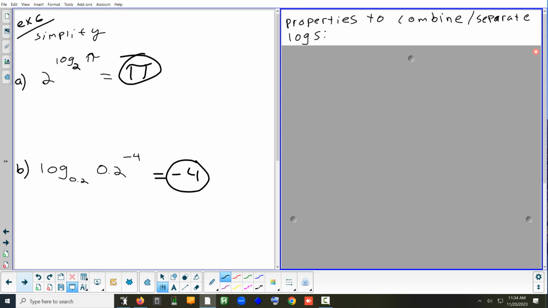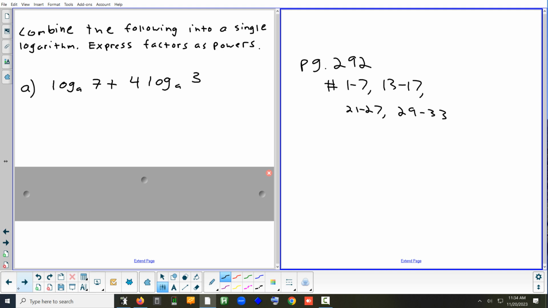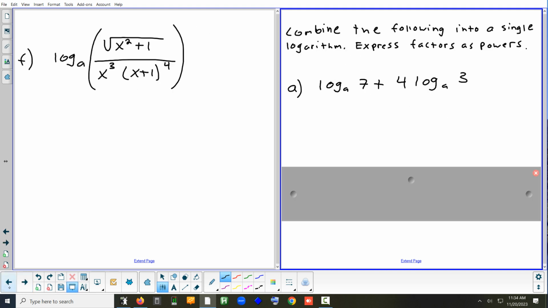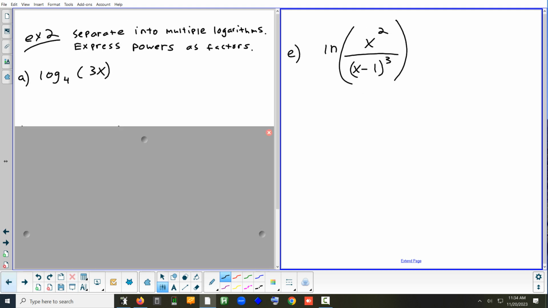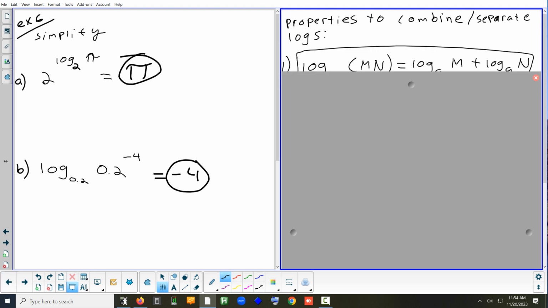Okay, the last thing we're going to look at for today is properties we can use to take a logarithm that's together and split it apart, or take a logarithm that's already been split apart and put it back together. It's the same properties, just depends which way you use it. So here's our first property.